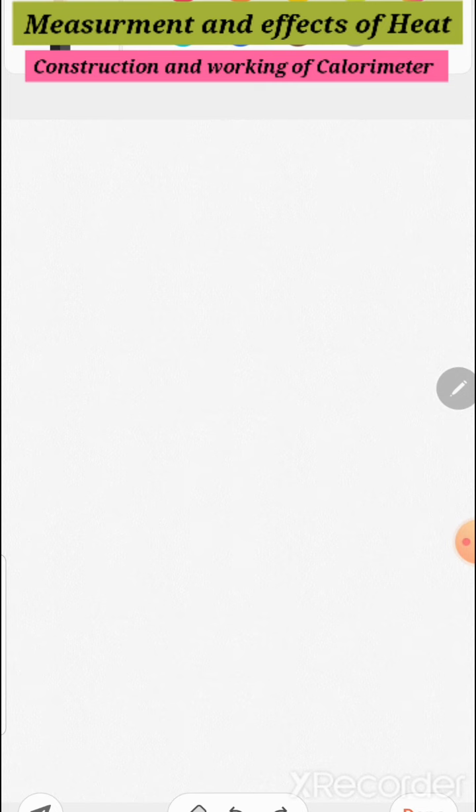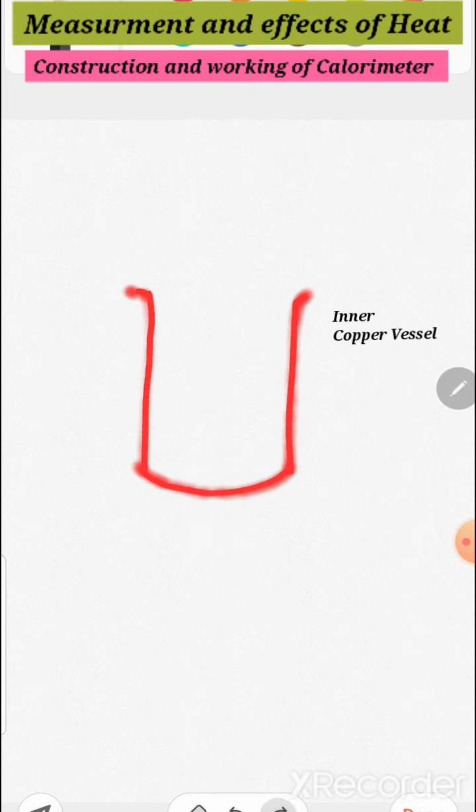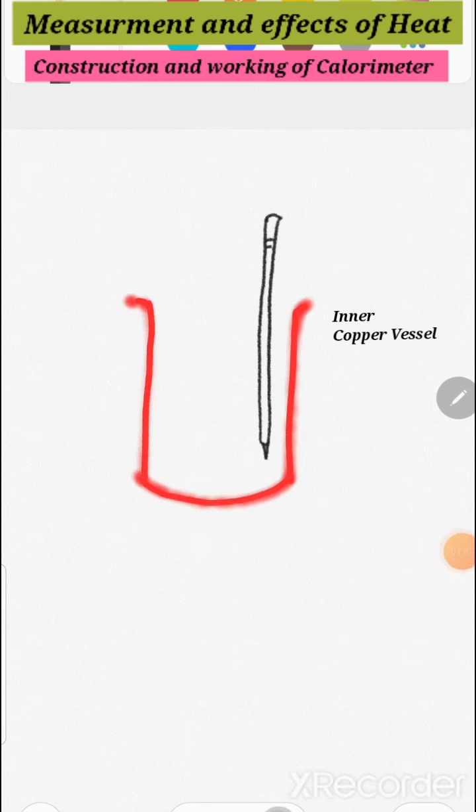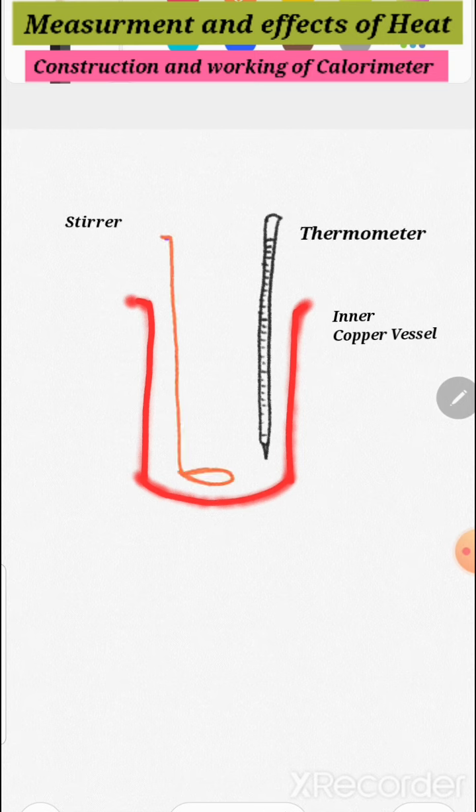A calorimeter is similar to a thermoflask. It has two vessels, an inner and an outer one. The inner vessel is made up of copper. A thermometer to measure the temperature and a stirrer for stirring the liquid are fitted in it.